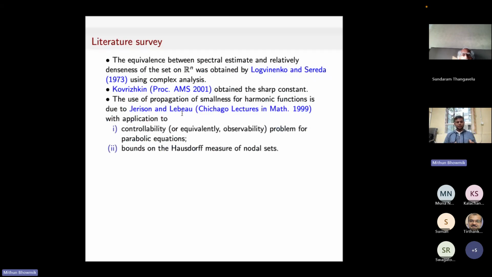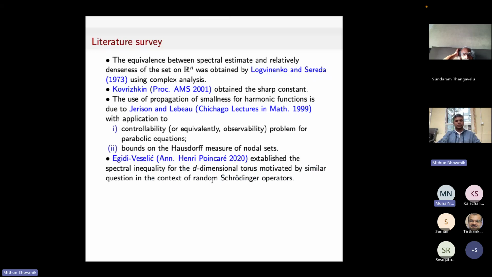Now, in 1999, there is a paper in the conference proceedings by Jerison and Lebeau. They actually show how the propagation of smallness for harmonic functions can be applied to the spectral inequalities. So it has an application to the controllability and observability problem for heat equations, and like that. And also it bounds the Hausdorff measure of the nodal set of corresponding eigenfunctions or harmonic functions. So spectral inequality is related to the propagation of smallness of harmonic functions. And in 2020, this same spectral inequality was proved for the d-dimensional torus, and it has applications related to uncertainty principles in the context of random Schrodinger operators, and also Wegner estimates. These things come as an application of the spectral estimate on the d-dimensional torus.